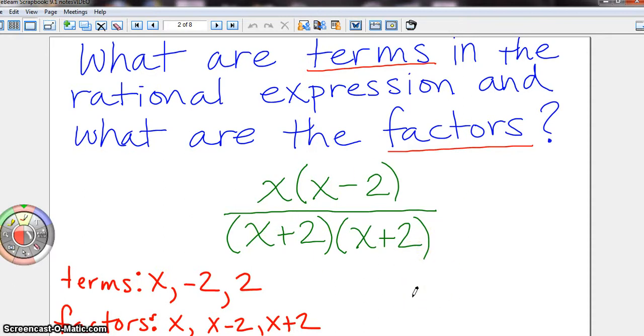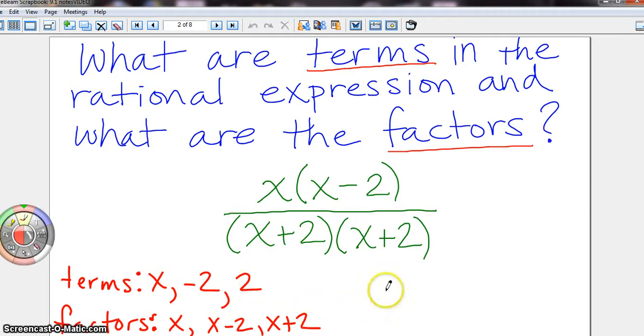So remember, terms are within an expression. They're separated by addition and subtraction. Of course, we have one that is a monomial. So one of the terms is x. This is a term. It's also a term within the x minus 2, a term of x, and a term of negative 2, and then a term of positive 2 with x. So those are the 3 different terms throughout this problem.